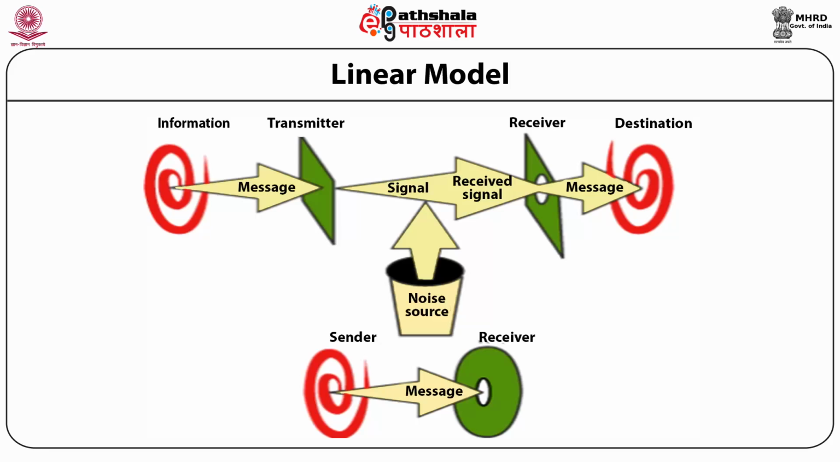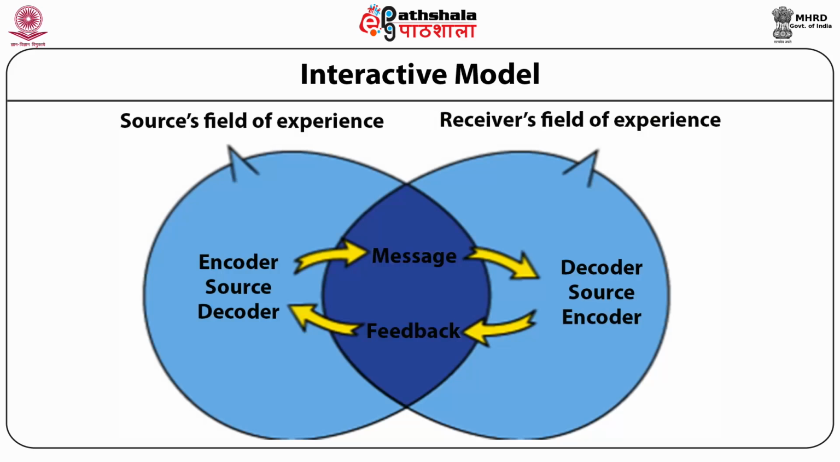It consists of the sender encoding a message and channeling it to the receiver in the presence of noise. The drawback of this model is that the linear model assumes there is a clear-cut beginning and end to communication. It also displays no feedback from the receiver. Now let us see the interactive model.